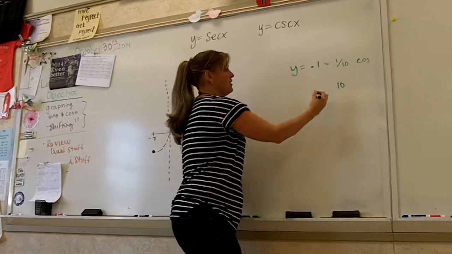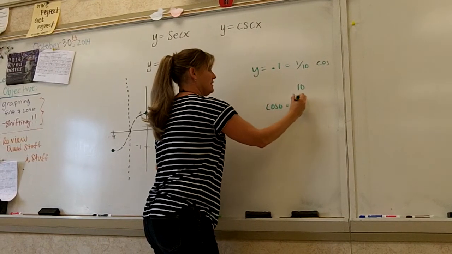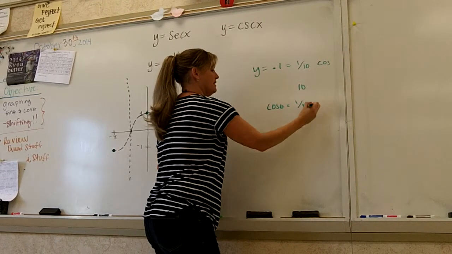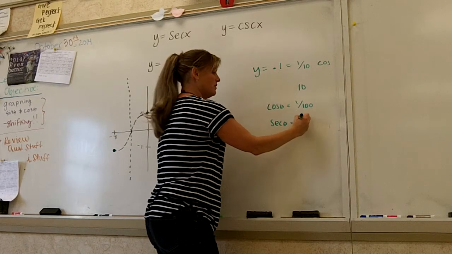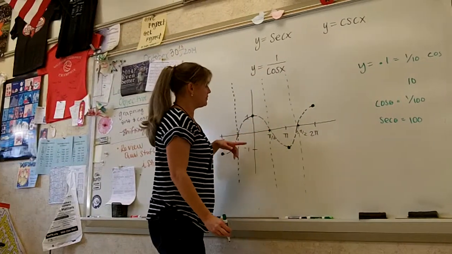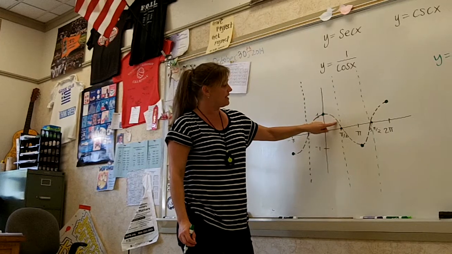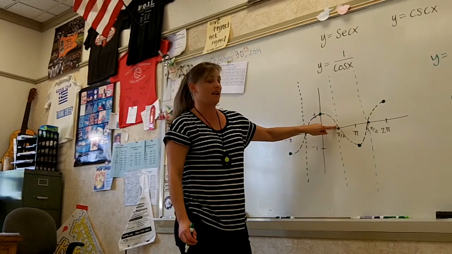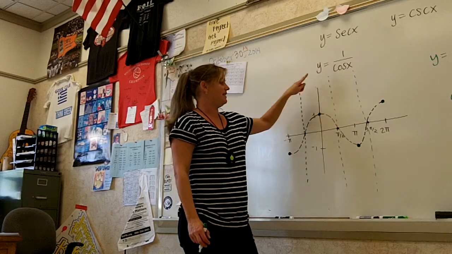Even if I get closer to 0, like if the cosine of some angle is equal to 1 over 100, then the secant of that angle would be equal to 100. So that y value is getting really big. As your y values get really close to 0 right here, if you're talking about the reciprocal function, they're getting really close to infinity.